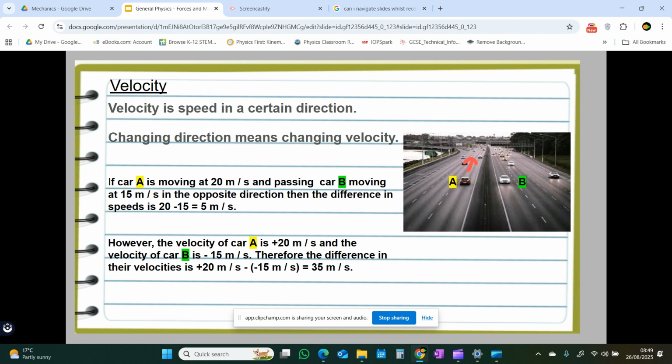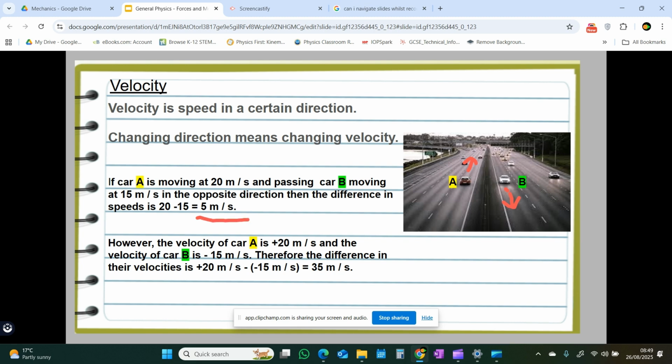And it's passing a vehicle on the other side, car B, which is moving in this direction towards us at 15 meters per second. So if we were just to look at their speeds, obviously the difference in speeds is 20 meters per second, subtract 15 meters per second. So the difference in their speeds is just 5 meters per second.